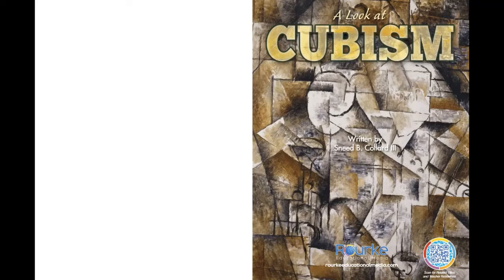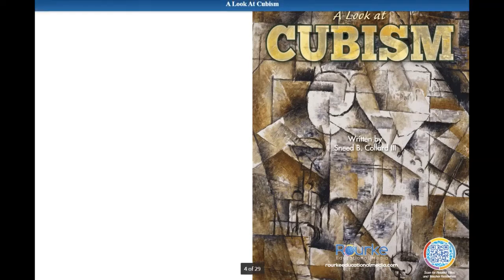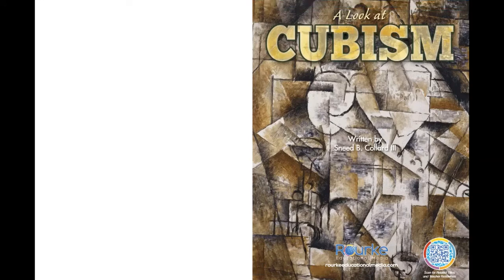Okay, so you are going to look in this book at what is Cubism. That's what we're going to look at in this book. And then I'm going to show you some examples of wetland pictures that I created using this style and the materials that I gave you. And then it'll be your turn to go make your picture.